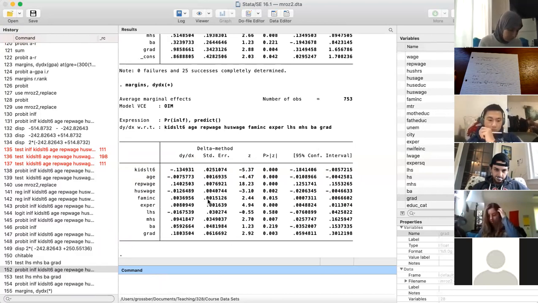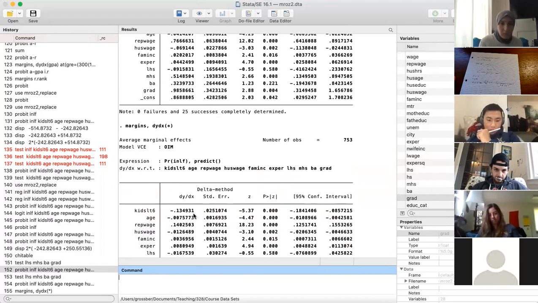I get that on average, as the number of children less than 6 in the household increases by 1, we expect the probability of, in this case, being in the labor force, we expect that probability to go down by about 13%. Okay, so this is more of a linear interpretation that we're used to.